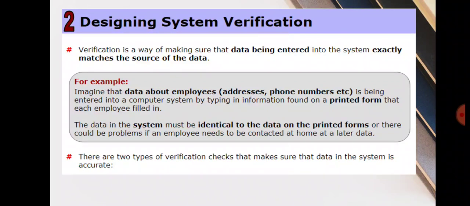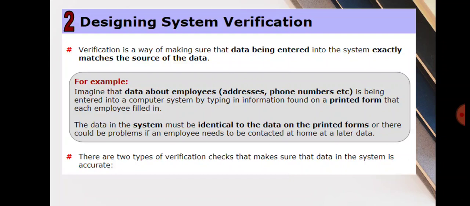But that doesn't mean it's correct. It can only check if data is sensible, reasonable and allowable. However, it is important that the data in your database is as accurate as possible. So verification can be used to help make sure that the data in your database contains as few mistakes as possible.